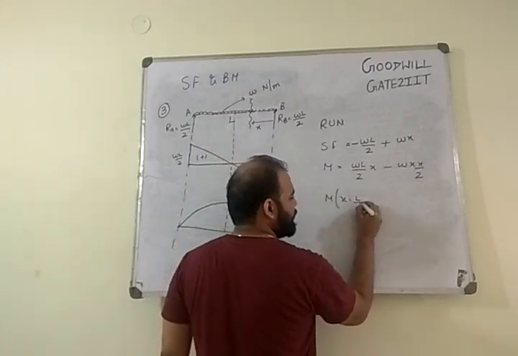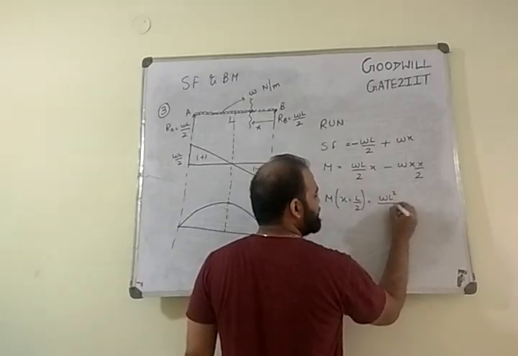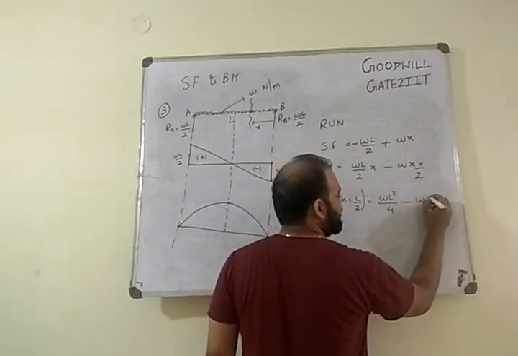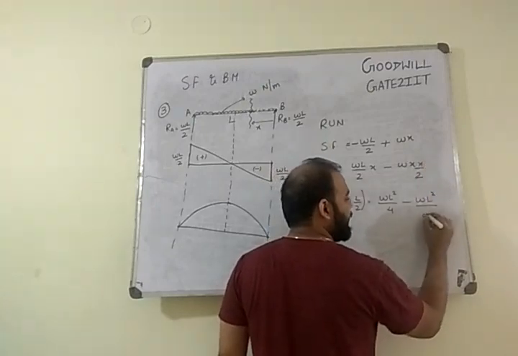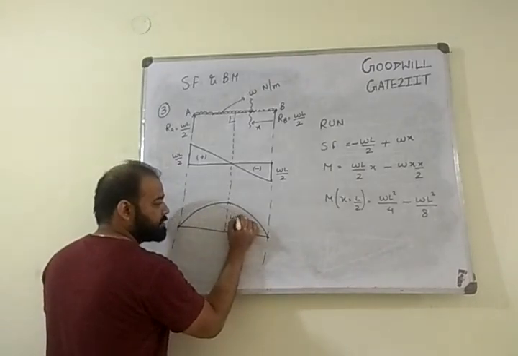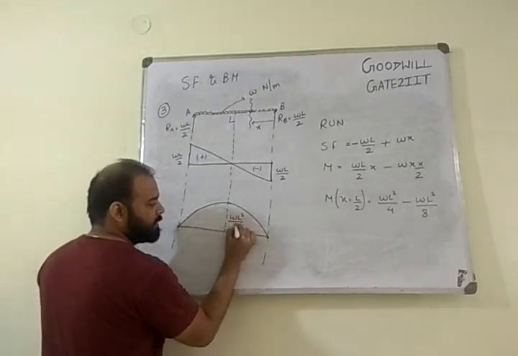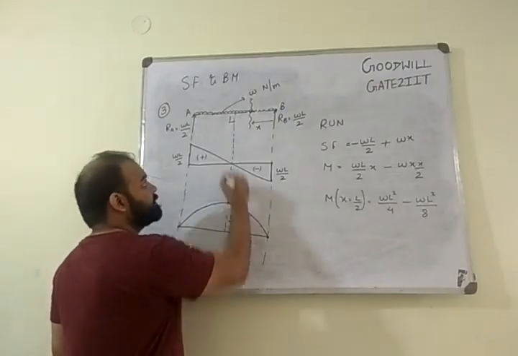At x equals L by 2, what is your moment, guys? Tell me. W into L square by 4 minus L by 2. So L by 2 into L by 2 is L square by 8. So what does this magnitude become? This becomes WL square by 8. This is the maximum bending moment acting at the center of the beam.